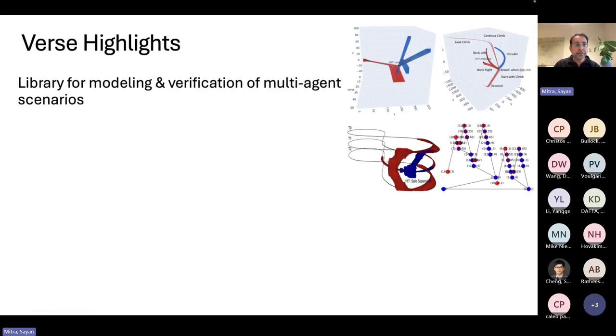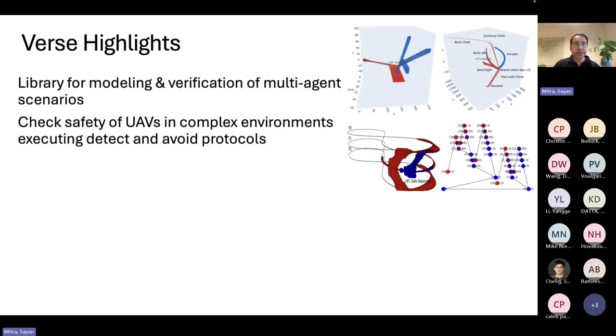the highlight of this demo is going to be this library that we have built over the last couple of years. It is called Verse. This is a library for modeling and verifying multi-agent systems. So think of them as a number of UAVs with interesting physical dynamics, as well as executing non-trivial software like collision avoidance and detection type of software.